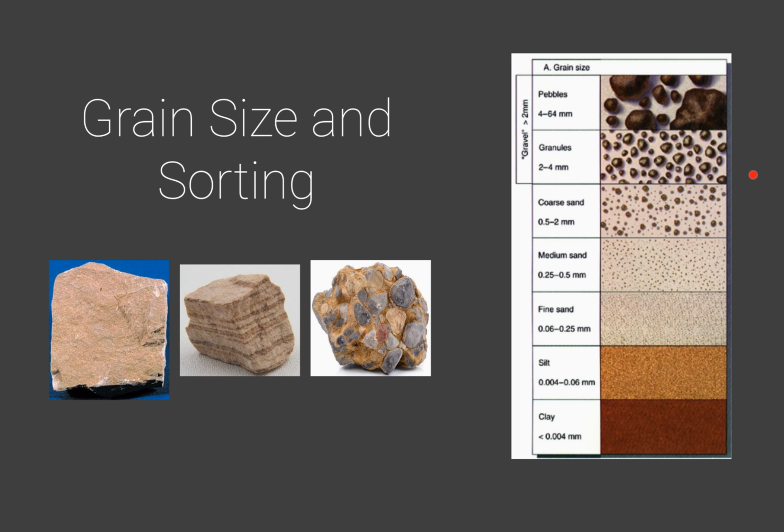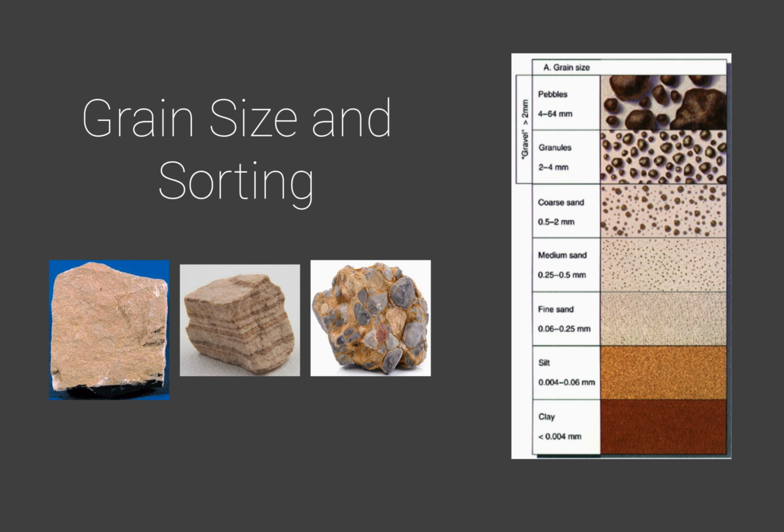And then looking in more detail at grain sizes, we have this diagram on the right. The smallest grain size that we have is called clay. It's something that's smaller than 4/1000ths of a millimeter. It's very, very small. You cannot see it with your naked eye.